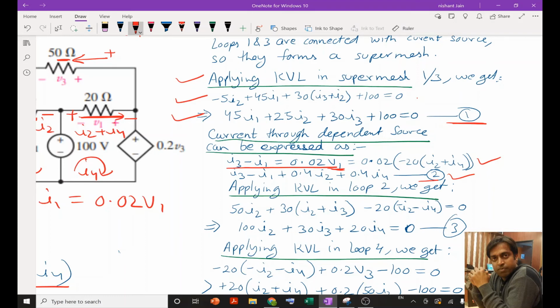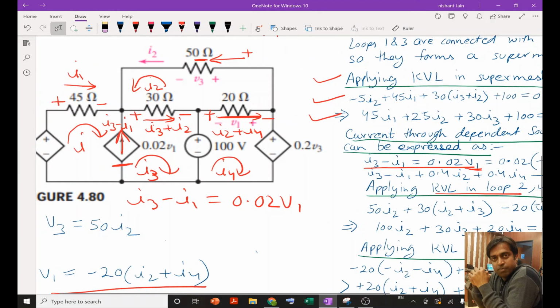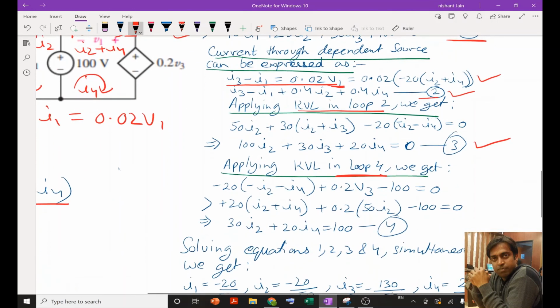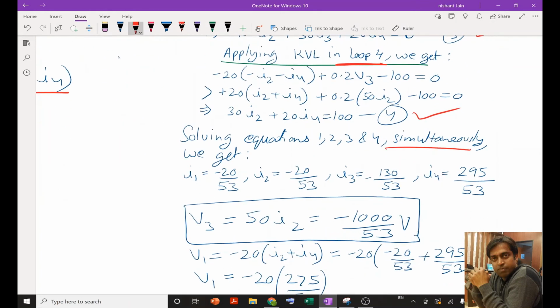Now after this, if I apply the KVL in loop 2, applying KVL in this loop, I get my third equation like this, and then I can apply KVL in loop 4, and applying KVL in loop 4 I will get my equation like this. Once I get the 4 equations, you can see I have 4 unknowns, I1, I2, I3, I4, and I have 4 equations. Now solving these equations simultaneously, I will get the values of I1, I2, I3 and I4 as this.